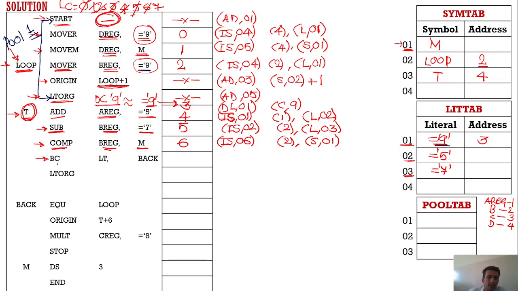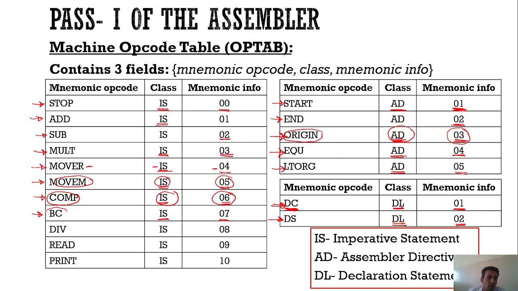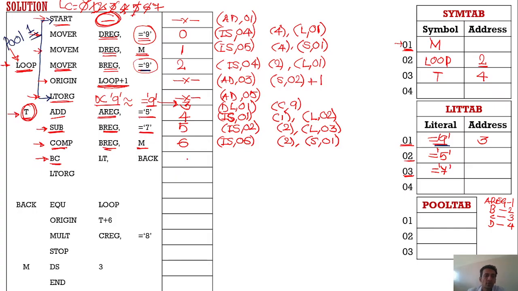Next instruction is branch on condition. If you refer to the opcode table, you will get to know branch on condition is of type imperative statement and its mnemonic info is 7. So we need to perform LC processing, current LC was 7 and it is IS comma 07, LT is a condition code which is its first operand.